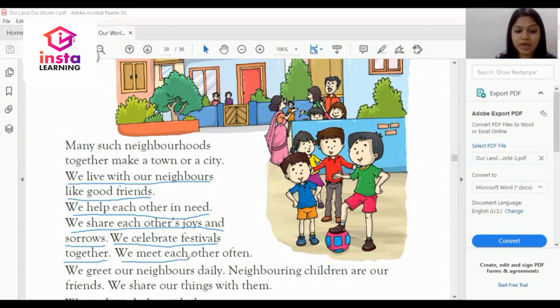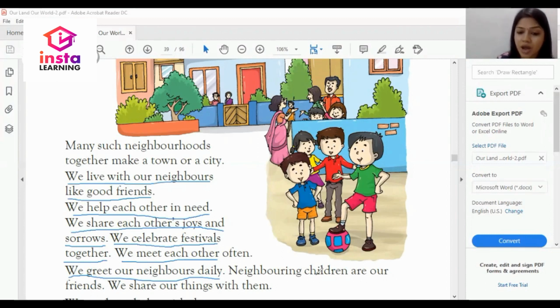We meet each other often. We meet our neighbors too. We greet our neighbors daily.